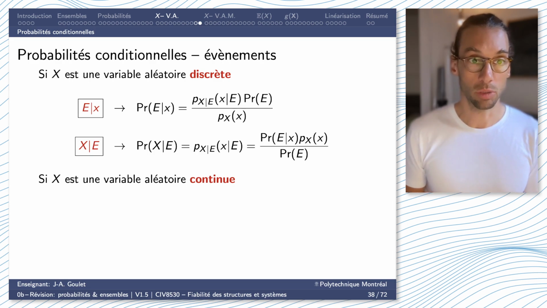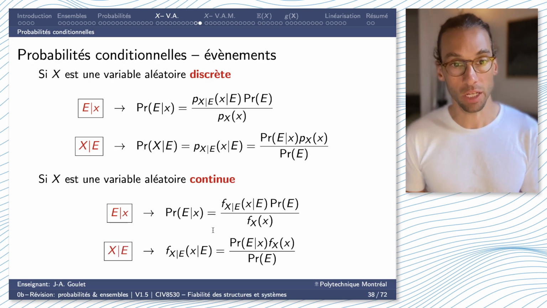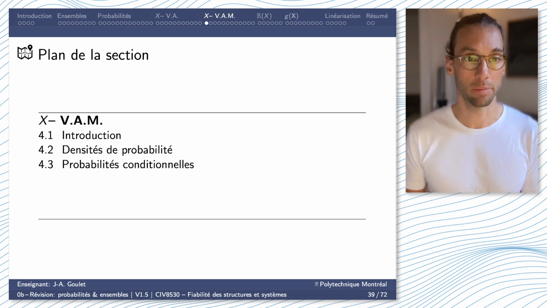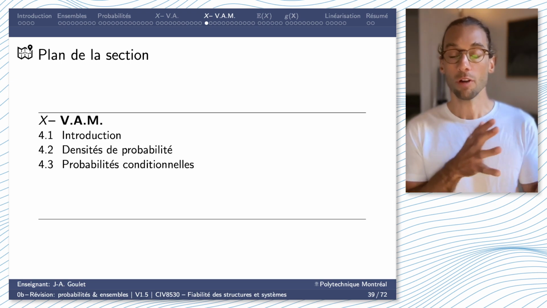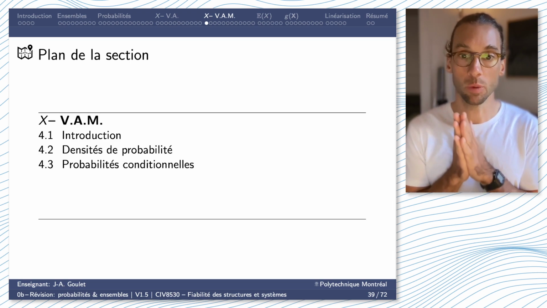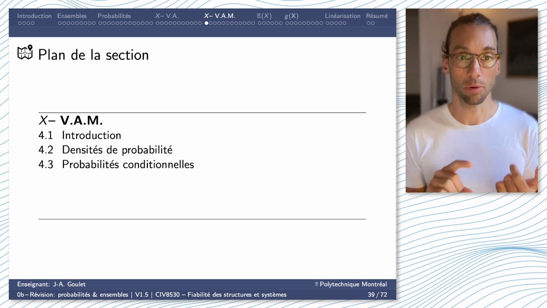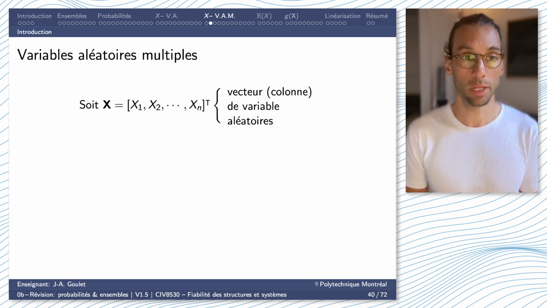Now we can do the same thing if x is a continuous random variable. We're going to replace the PMF, lowercase p, by f, which is going to be a probability density function. And we can revert our example. Here's the same thing. So far we've only looked at univariate random variables. Now we're going to extend what we've seen to multivariate random variables. We're going to look at the joint probability density function and conditional joint probability.